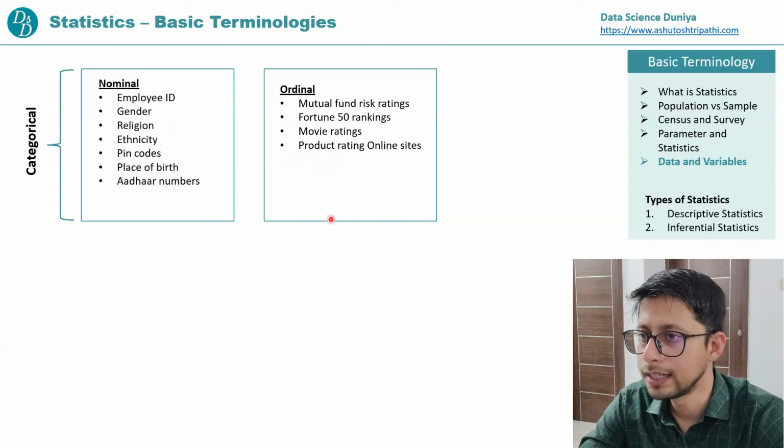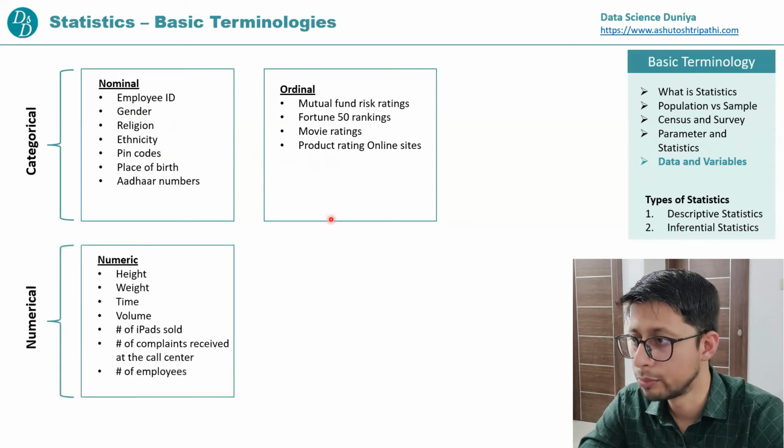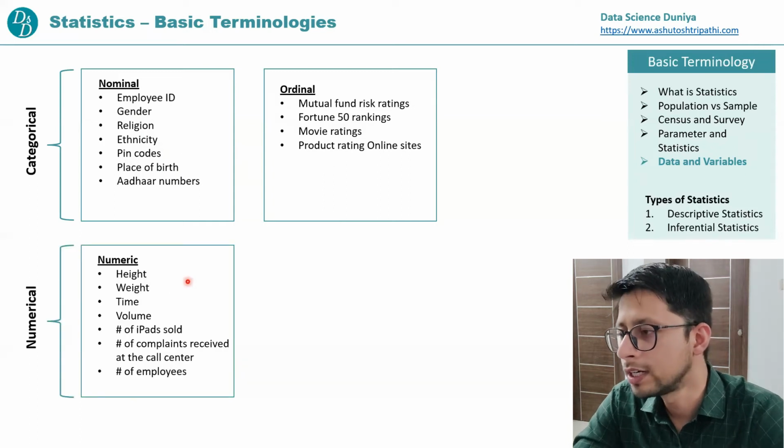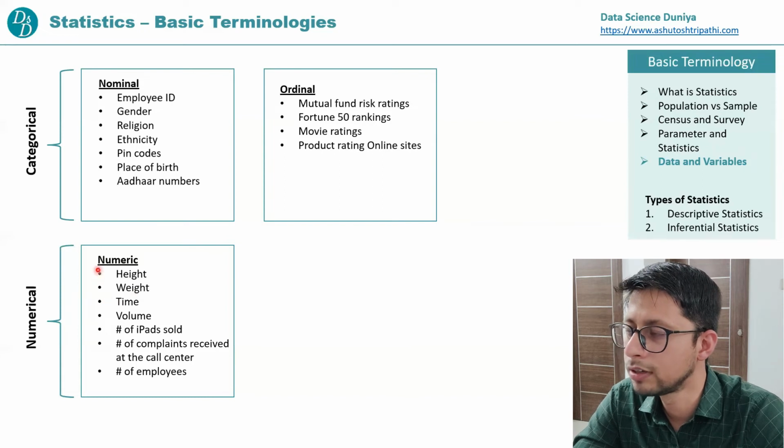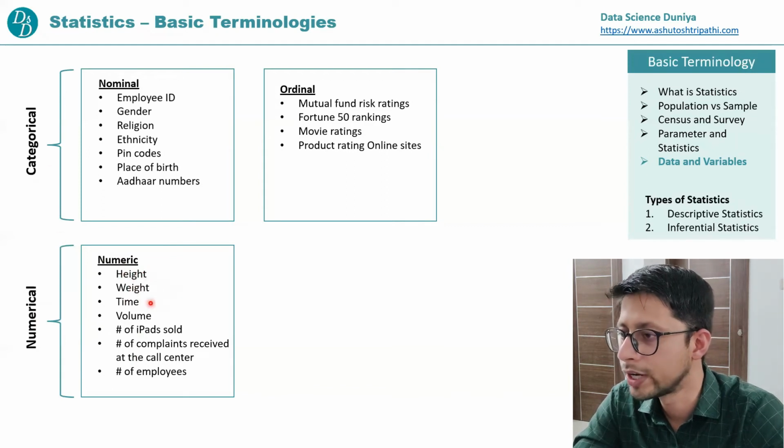And then comes our numerical variable. Now let's understand the numerical variable, and by looking into it, maybe you can better understand the difference between numerical and categorical. So what are numerical variables? For example, height of a person, weight, time.